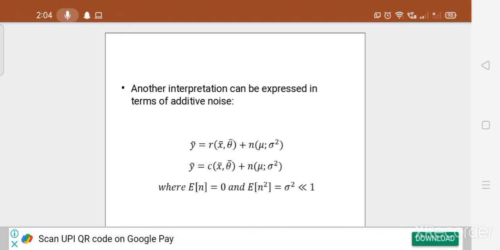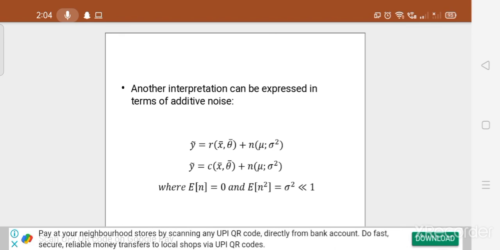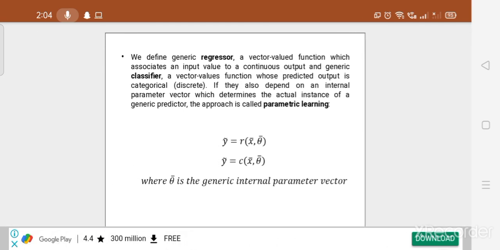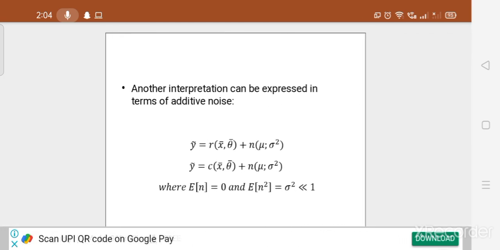Now another interpretation can be expressed in terms of additive noise. In data, noise is also present, right? So we can consider that as additive noise, and we add this additive noise to the regressor we have defined. This is also another interpretation.